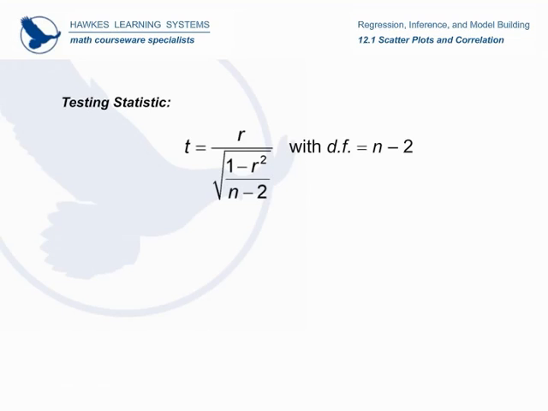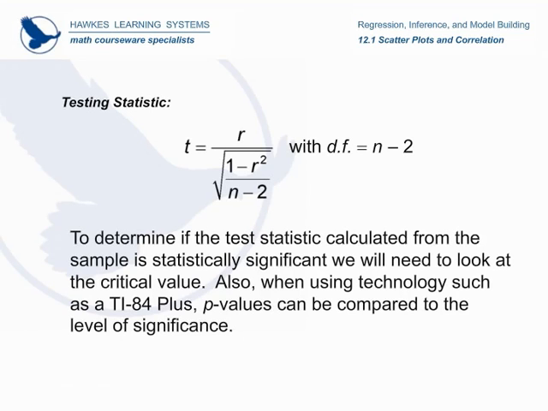We've been accustomed to seeing degrees of freedom equals n minus 1. But as we find our test statistic for correlation coefficient using our t-score, note that the degrees of freedom equals n minus 2. To determine if the test statistic calculated from the sample is statistically significant, we will need to look at the critical value. Also, when using technology such as the TI-84 Plus calculator, the p-values can be compared to the level of significance.